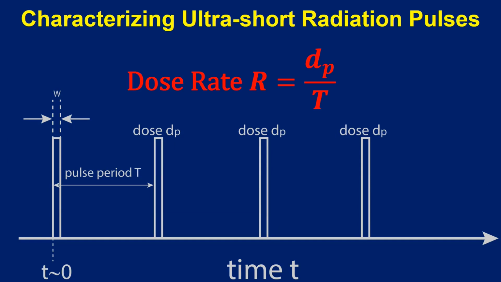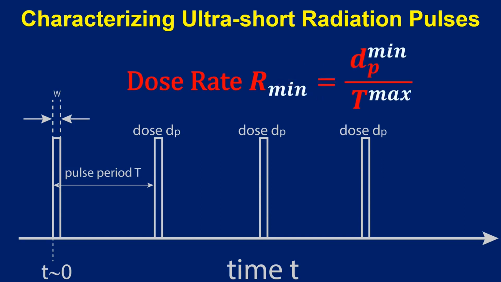The dose rate R equals dP divided by T, which is the conventional definition, or a time-average dose rate. To search for the minimum dose rate, if we can vary dP and T independently, this minimum dose rate would be the minimum dose per pulse required divided by the maximum time interval between pulses allowed by flash RT.